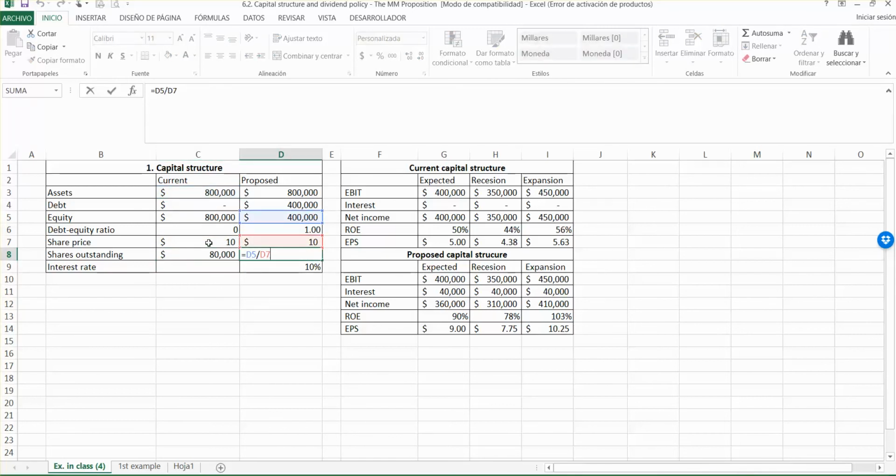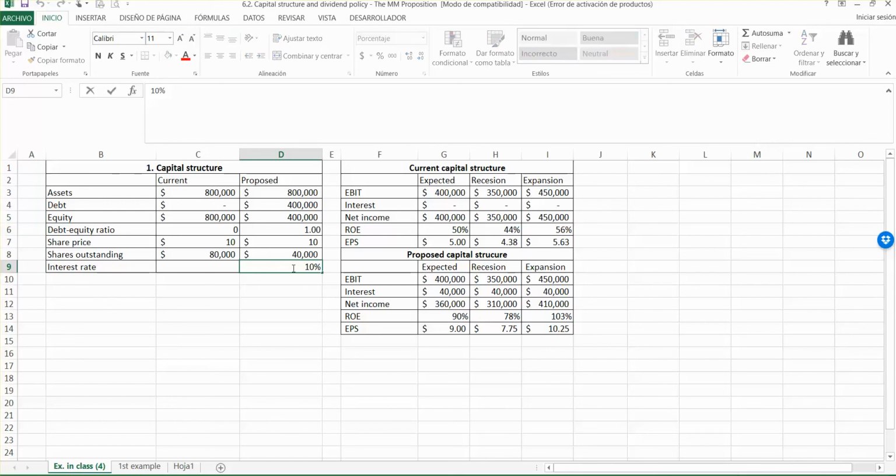I mean, the equity by shares outstanding, and this is for the proposed option. The equity through share price. Okay. Obviously, we don't have interest here because we don't have debt, but in the proposed, obviously we have debt, and that's why we have to pay interest for this loan or for these bonds issues or whatever example it is. Interest rate is 10%.